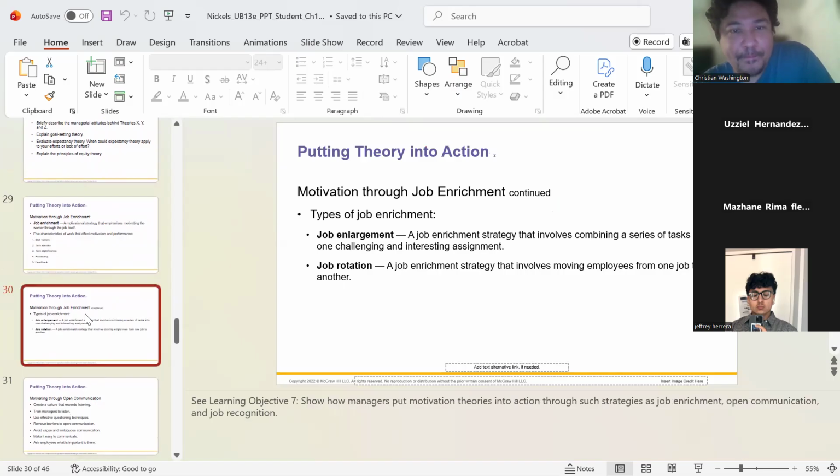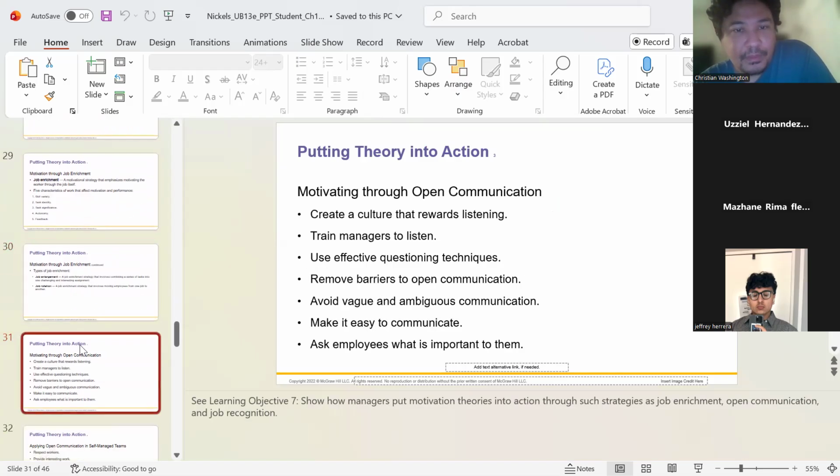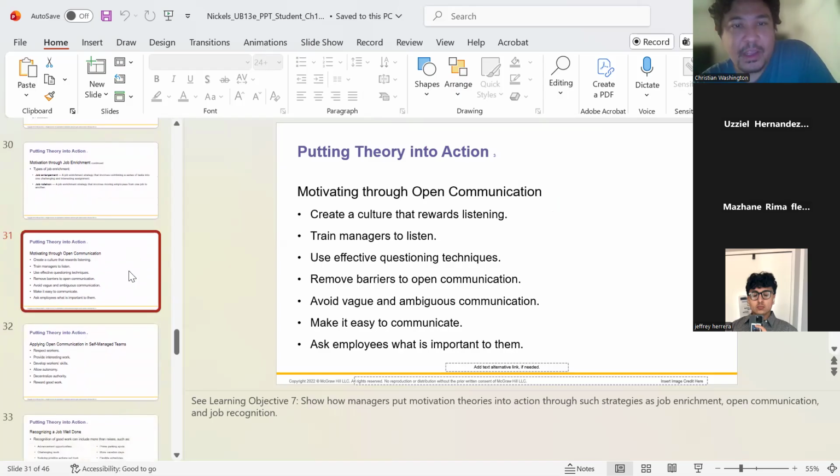All right. So putting theories into action. We've looked at different theories. So motivating through open communication, which is important, right? Creating a culture that rewards listening, train managers to listen, use effective questioning techniques. This is important too, right?